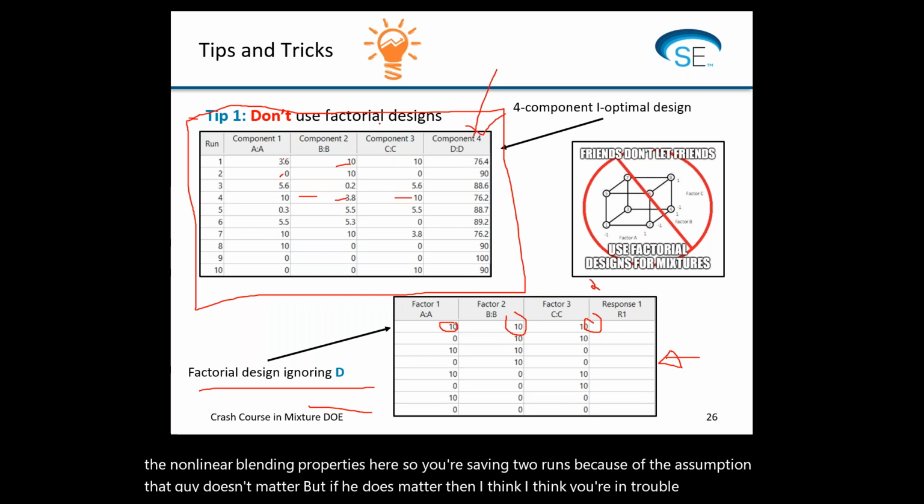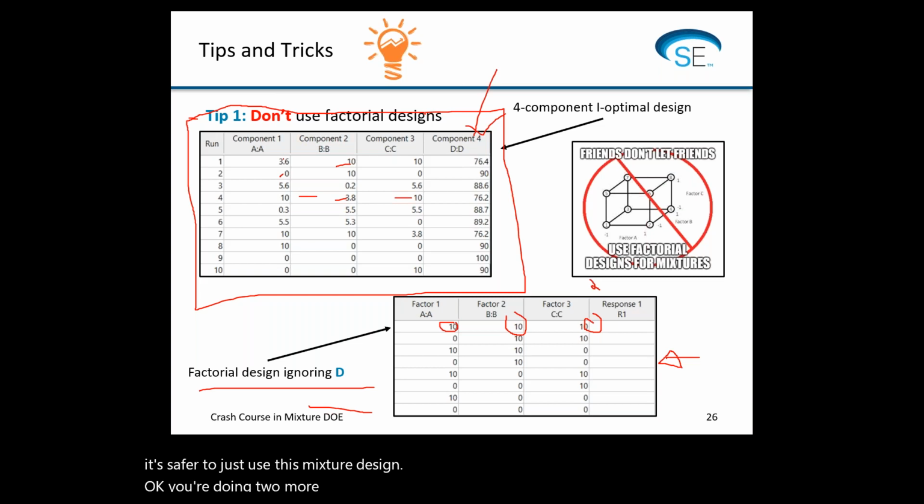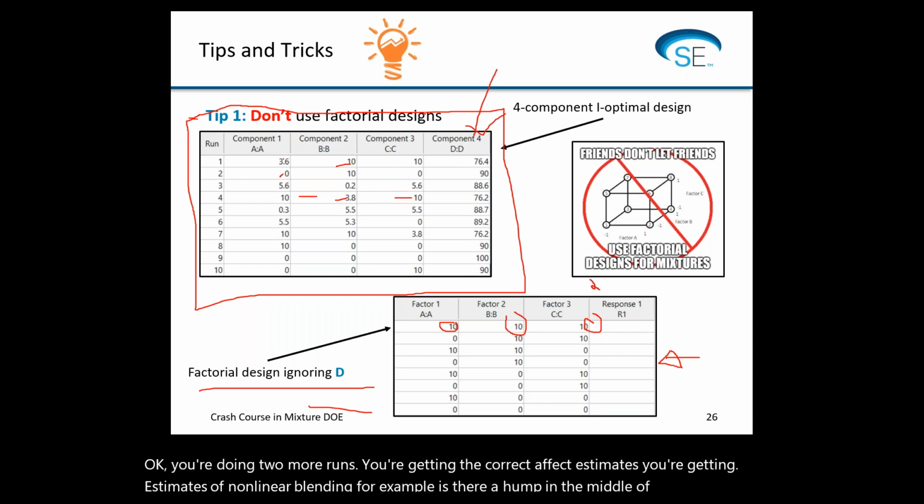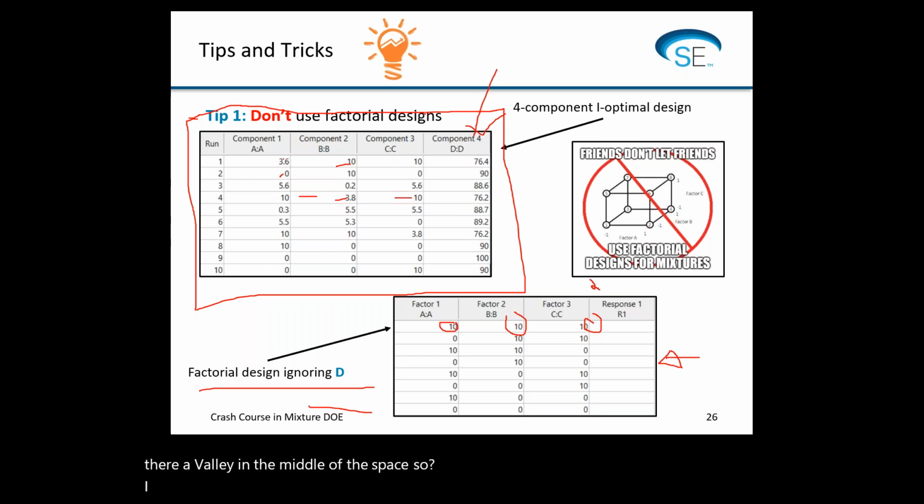So to me, it's safer to just use this mixture design. You're doing 2 more runs. You're getting the correct effect estimates. You're getting estimates of nonlinear blending. For example, is there a hump in the middle of the space? Is there a valley in the middle of the space? So I don't like this approach. I personally think it probably shouldn't be taught, but it is.